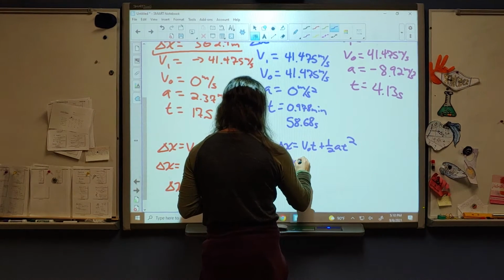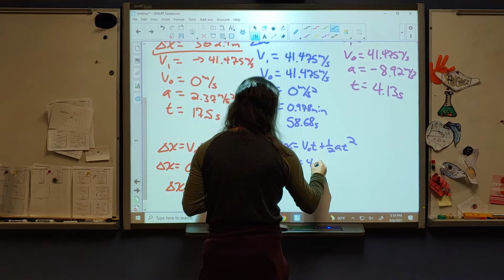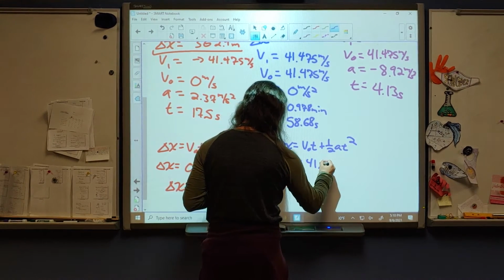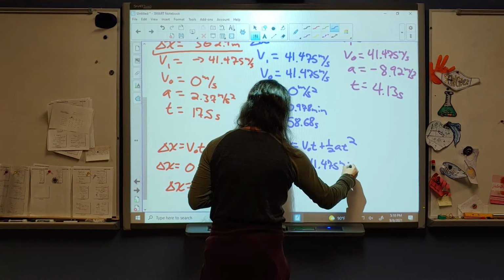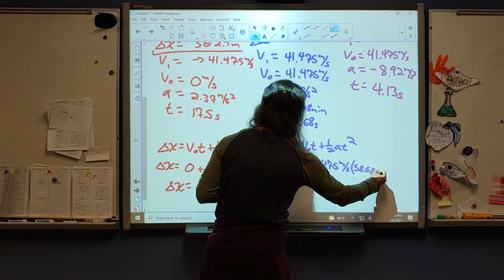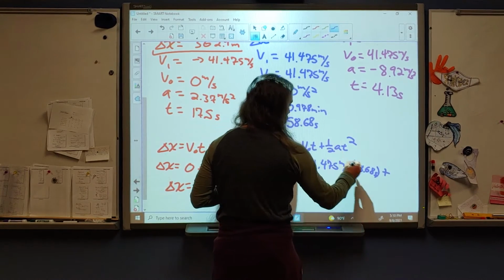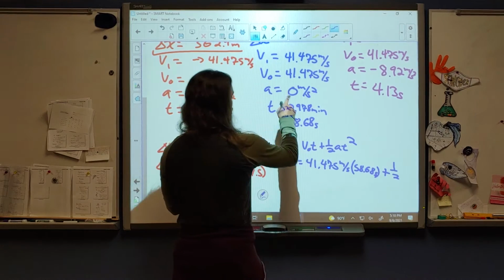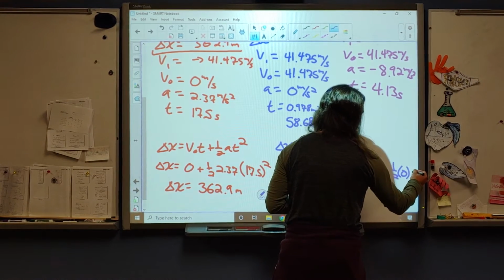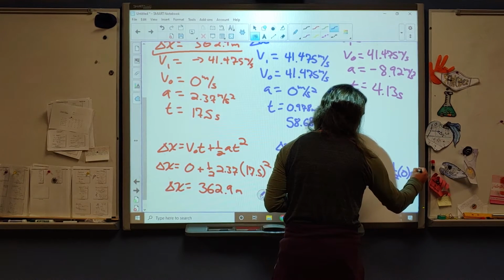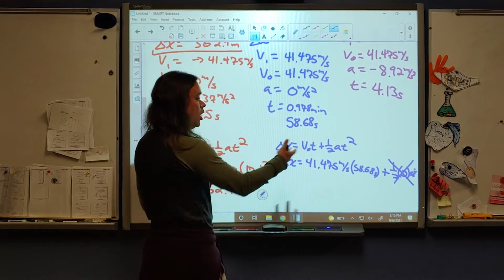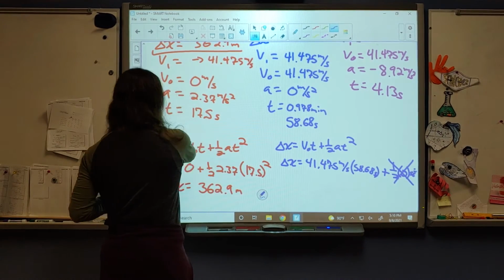Well, delta x will be equal to our initial velocity for this, which was 41.475 meters per second times 58.68 seconds plus 1/2. Our acceleration this time in our second section is 0, and then we would be times time squared, which is 58 whatever squared, but we don't have to care because since acceleration is 0, all those things that are multiplied by it just become 0.